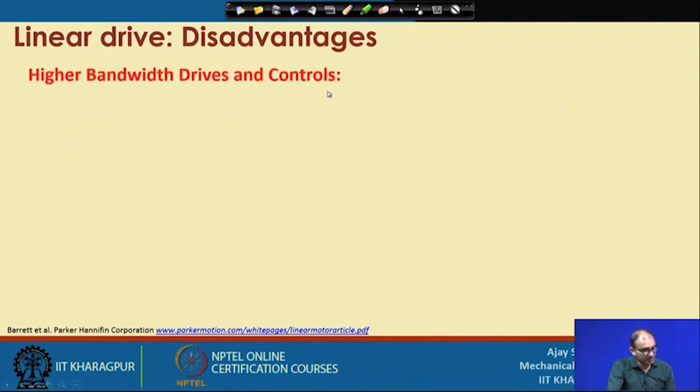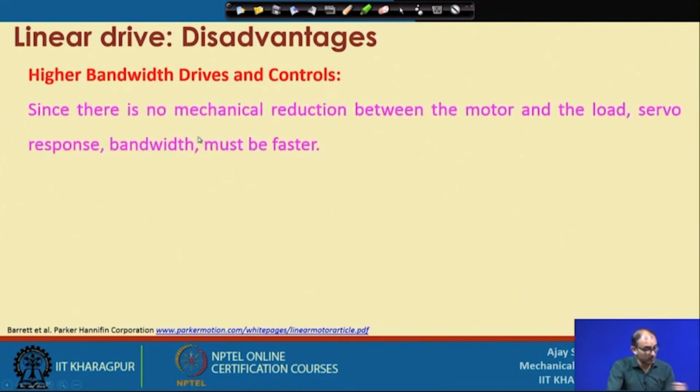Higher bandwidth drives and controls are required, because we are moving very fast. For moving at 3 meters per second, you have to switch this current very frequently, and that creates a very problematic situation when you are working with a fast motion. So, there is no mechanical reduction between the motor and the load, and the servo response bandwidth must be faster, right.